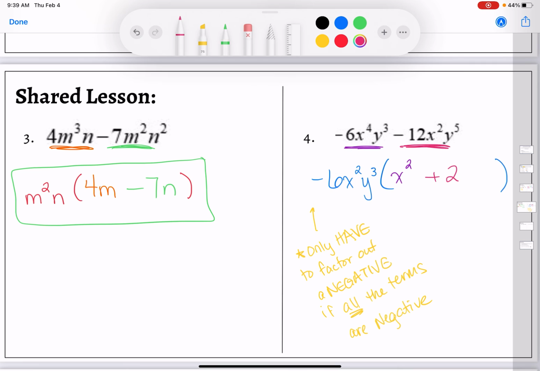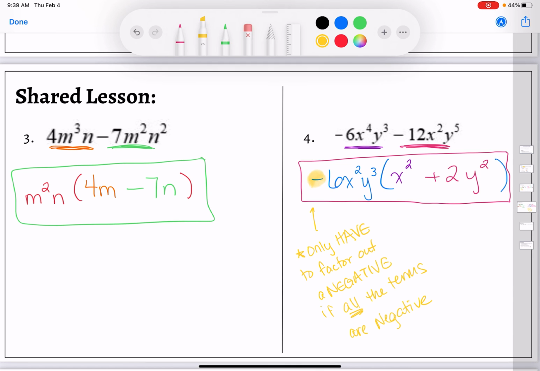All right, I already have 2 x's. X squared goes to x squared. Don't need to multiply by any more x's. Y to the third, I need to get to y to the fifth, so I'd have to multiply by y squared. I need 2 more. So our final answer there is negative 6x to the third, y to the third.